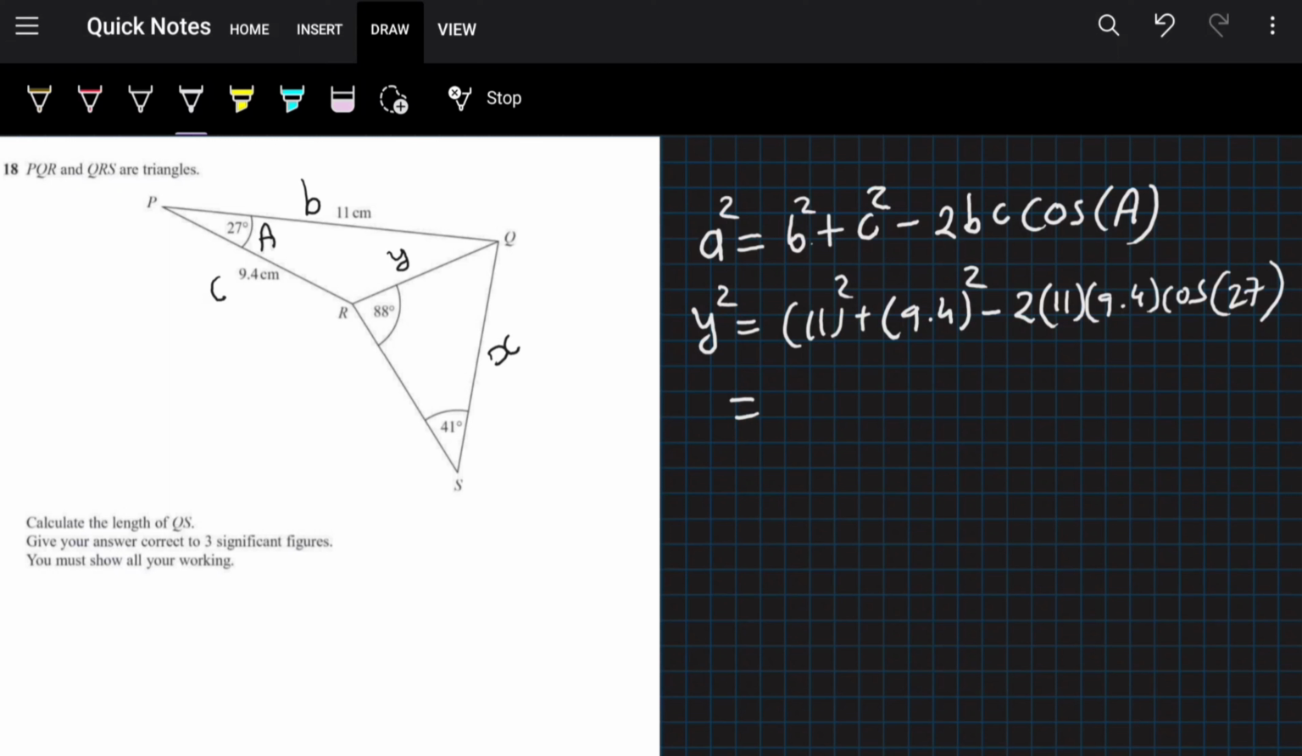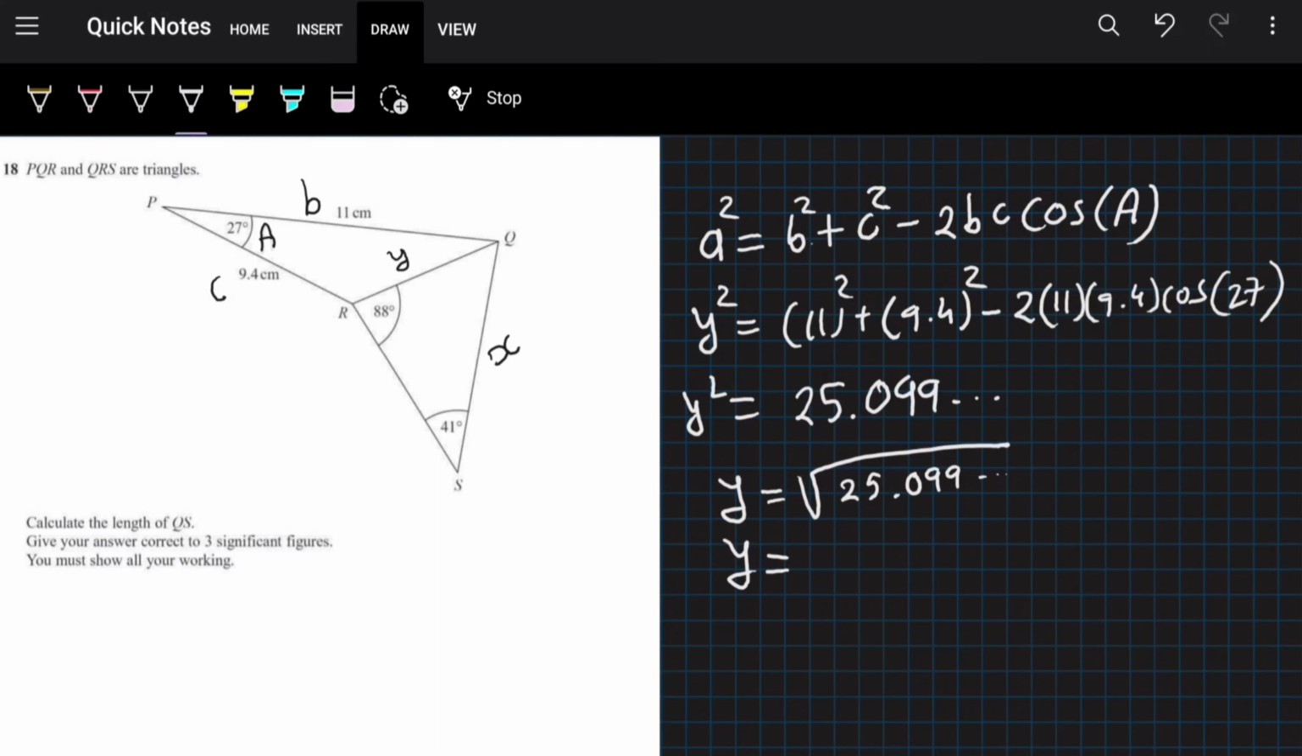So you can put everything in the calculator. So we get 11 squared plus 9.4 squared minus 2 times 11 times 9.4 times cos 27. So we get 25.099 dot dot dot, and now we take the square root of both sides. So we get y equals square root of 25.099, so y is 5.0099, right? And don't round this number because we will round it at the end. So you can save this as A in the calculator.